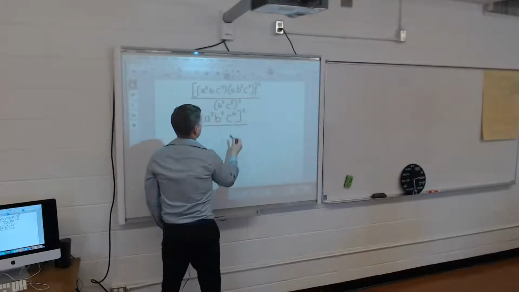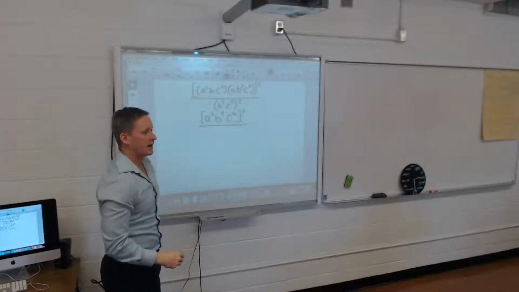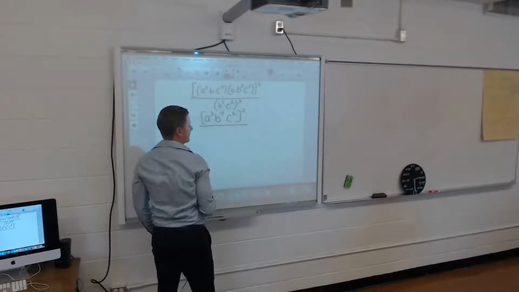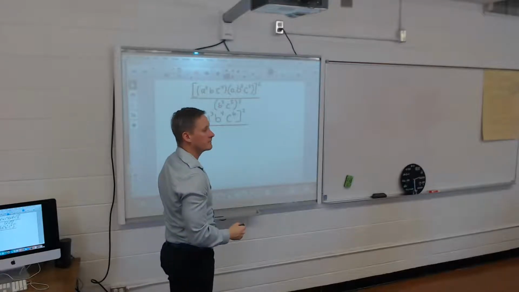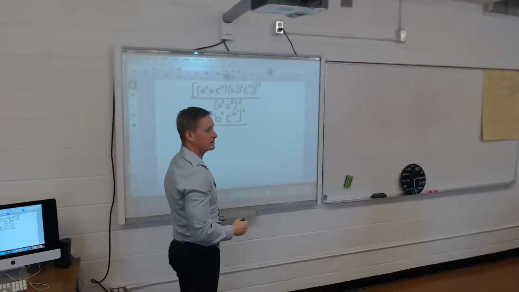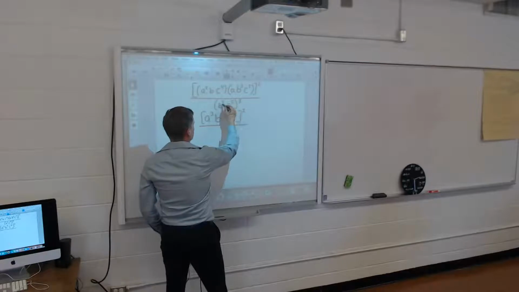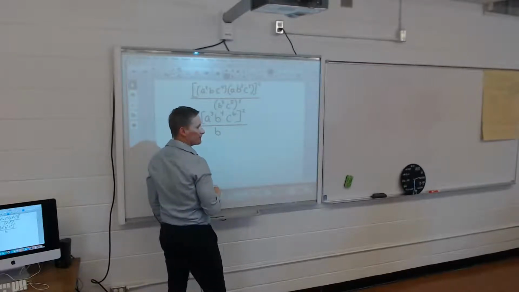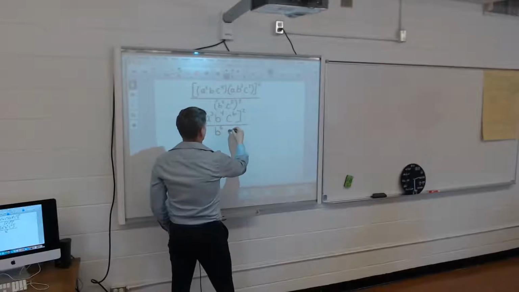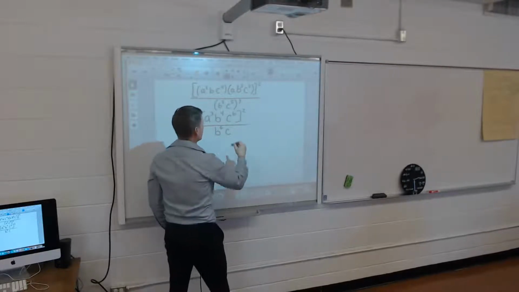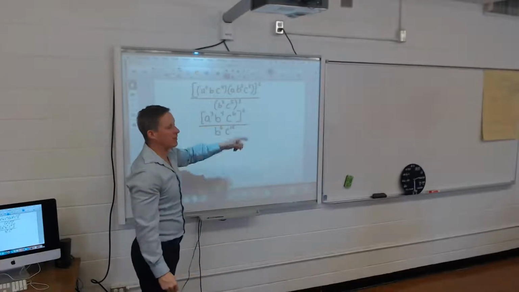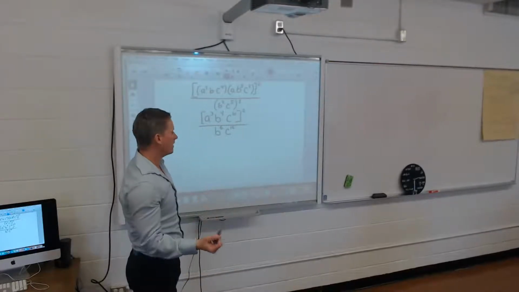And on the bottom, I have the cube on the outside, so what do I do with that 3? Multiply it by the exponents. Yeah, that's right. So B squared becomes what? B to the 6th, and C to the 15. Okay? So I have one more simplification to do on the top before I do the top and bottom.